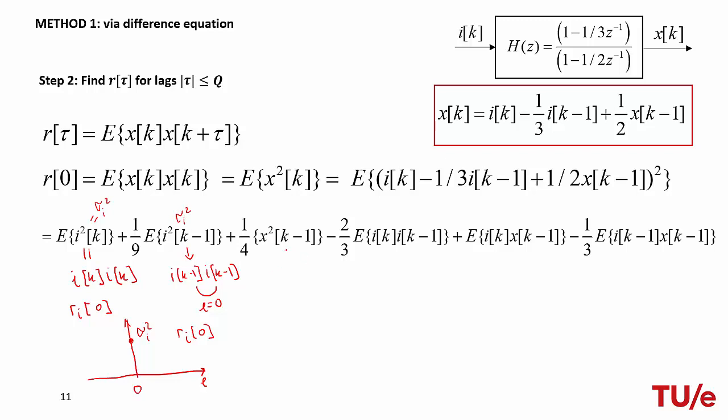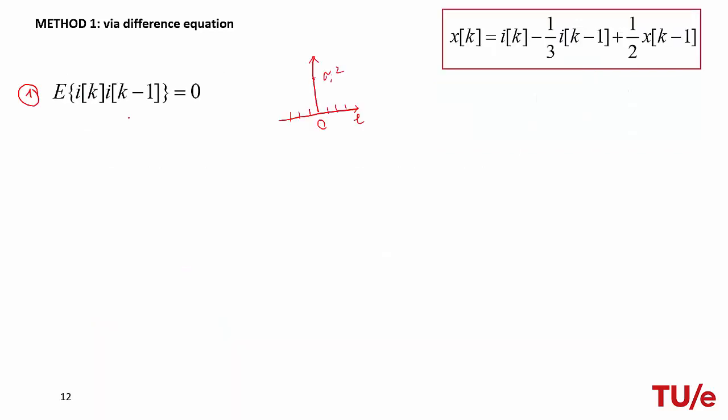For the same reasoning, this is equal to the autocorrelation function of x, this time at lag 0. And now we need to look more carefully at this one, and this one. For the first one, the expectation of ik times ik minus 1 is equal to 0, because, again, the autocorrelation function of I is a delta pulse in 0, while it's equal to 0 for any lag larger than 0, because the noise samples are uncorrelated. You can see here that the lag is equal to 1, and therefore this expectation is equal to 0.